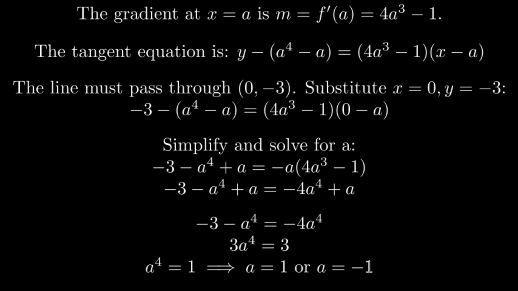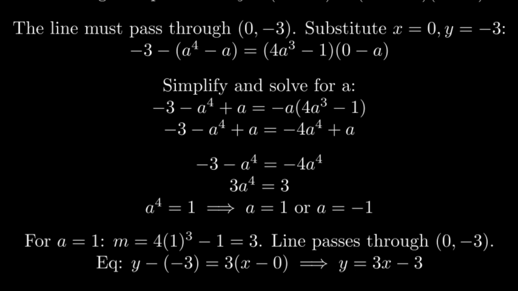We can subtract a from both sides. Then, adding 4a to the fourth to both sides gives 3a to the fourth equals 3. This simplifies to a to the fourth equals 1, which means a can be 1 or minus 1. These are the x-coordinates of our 2 points of contact. Finally, we find the equations of the two tangent lines. For a equals 1, the gradient is m equals 4 times 1 cubed minus 1, which is 3.